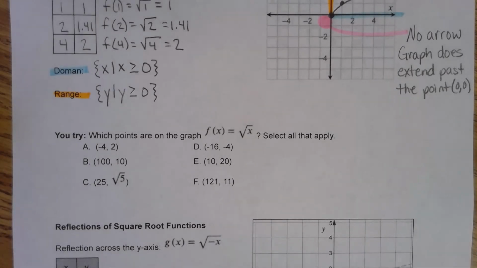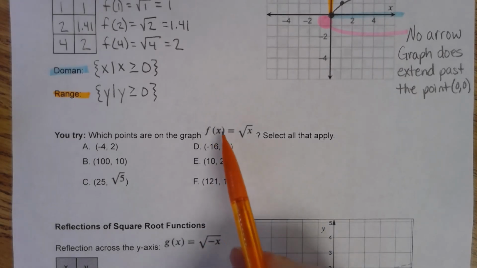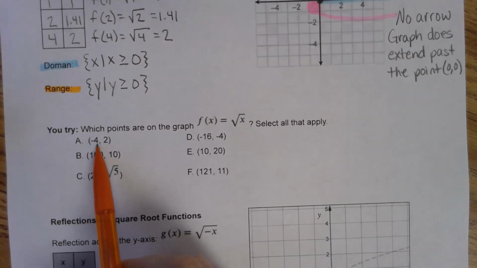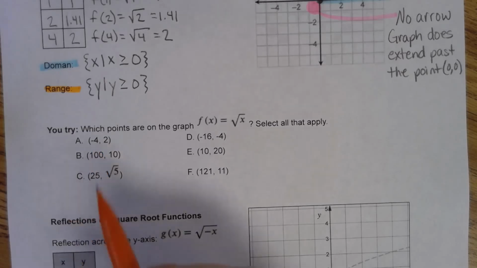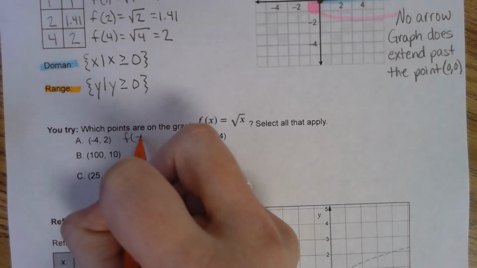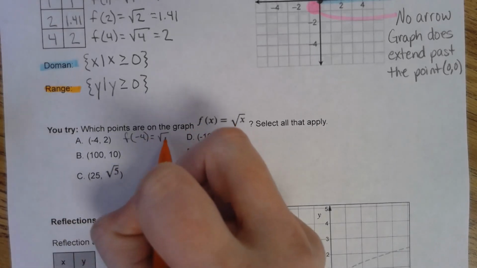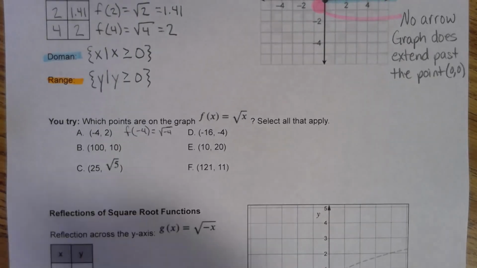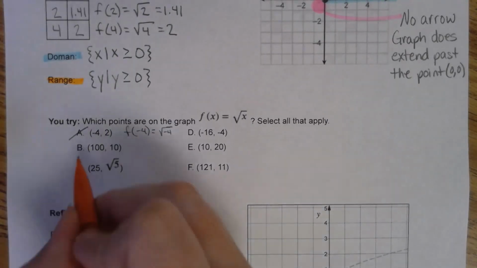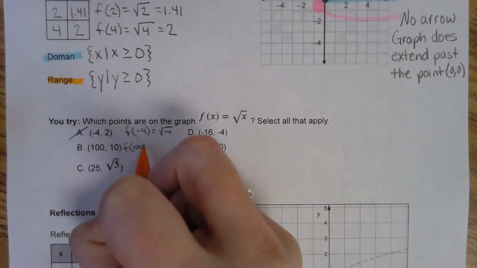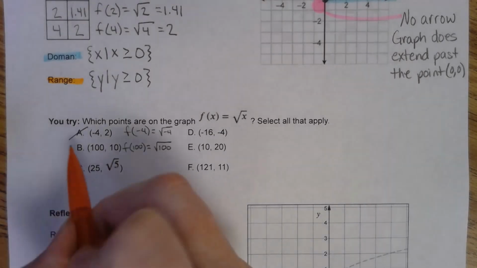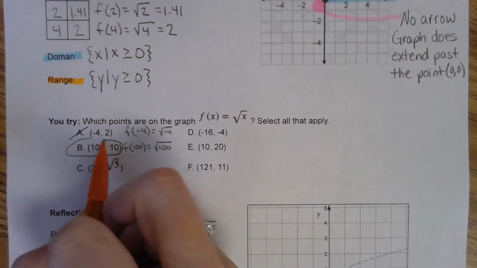Let's check your work. Which points are on the graph f of x equals the square root of x? That's our parent function. We'll select all that apply. So for our first one, if we had the input of -4, so f of -4, when you plug that in, that does not result in a 2, so we cannot select that one as an answer choice. For the next one, if we do f of 100, so taking the square root of 100, that is a perfect square and it does result in our output of 10 there, so we would select that one.